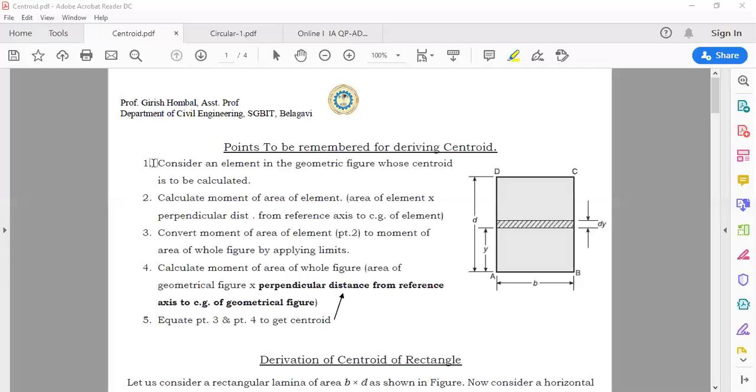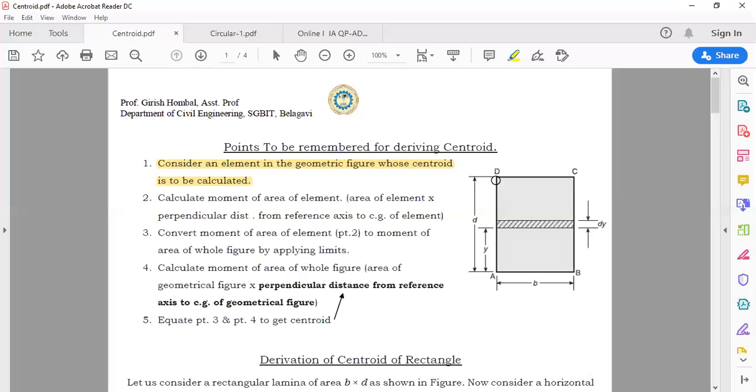Now, in this, there are 5 points which are to be remembered, as you can just see it on the screen. I have taken a simple example of a rectangle, and using this example, I'll be explaining you the points. So once these points are discussed, then we will start with derivation of centroid. Now, the first thing is any geometric figure given to you to calculate the centroid, you're supposed to consider an element in that geometric figure whose centroid is to be calculated.